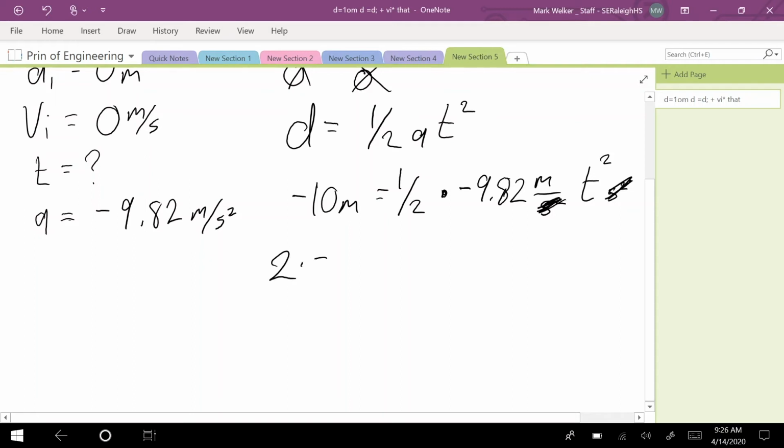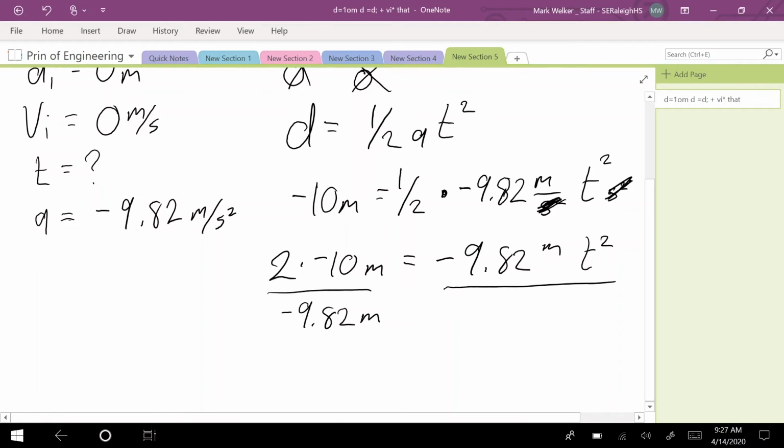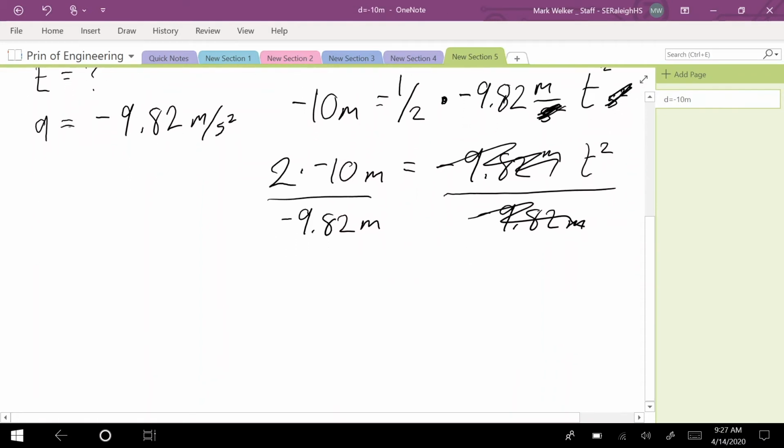So 2 times negative 10 meters equals 2 times 1/2, which is going to be 1, so negative 9.82 meters times time squared. We'll go ahead and divide both sides by negative 9.82 meters. Negative 9.82 meters divided by negative 9.82 meters gets canceled out, leaving us with time squared.